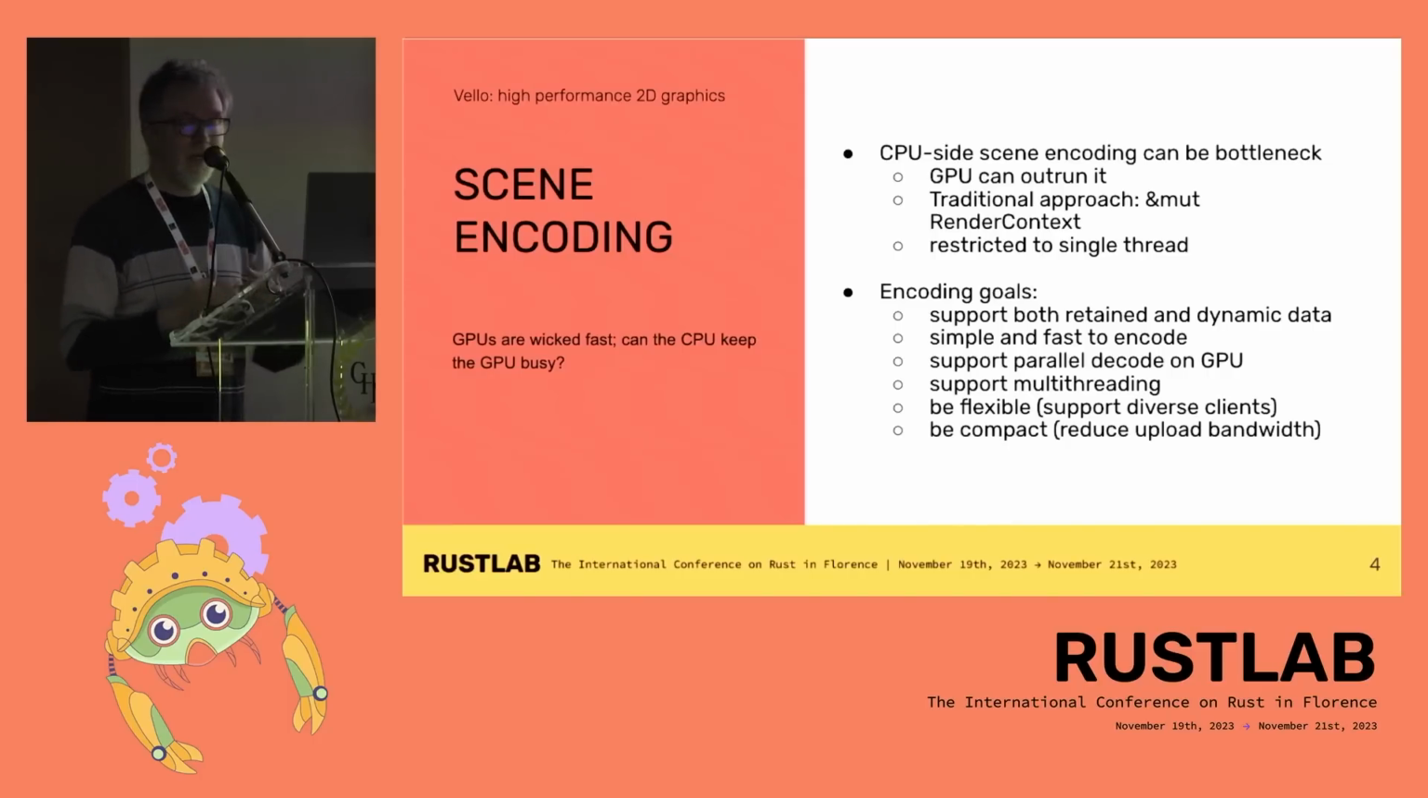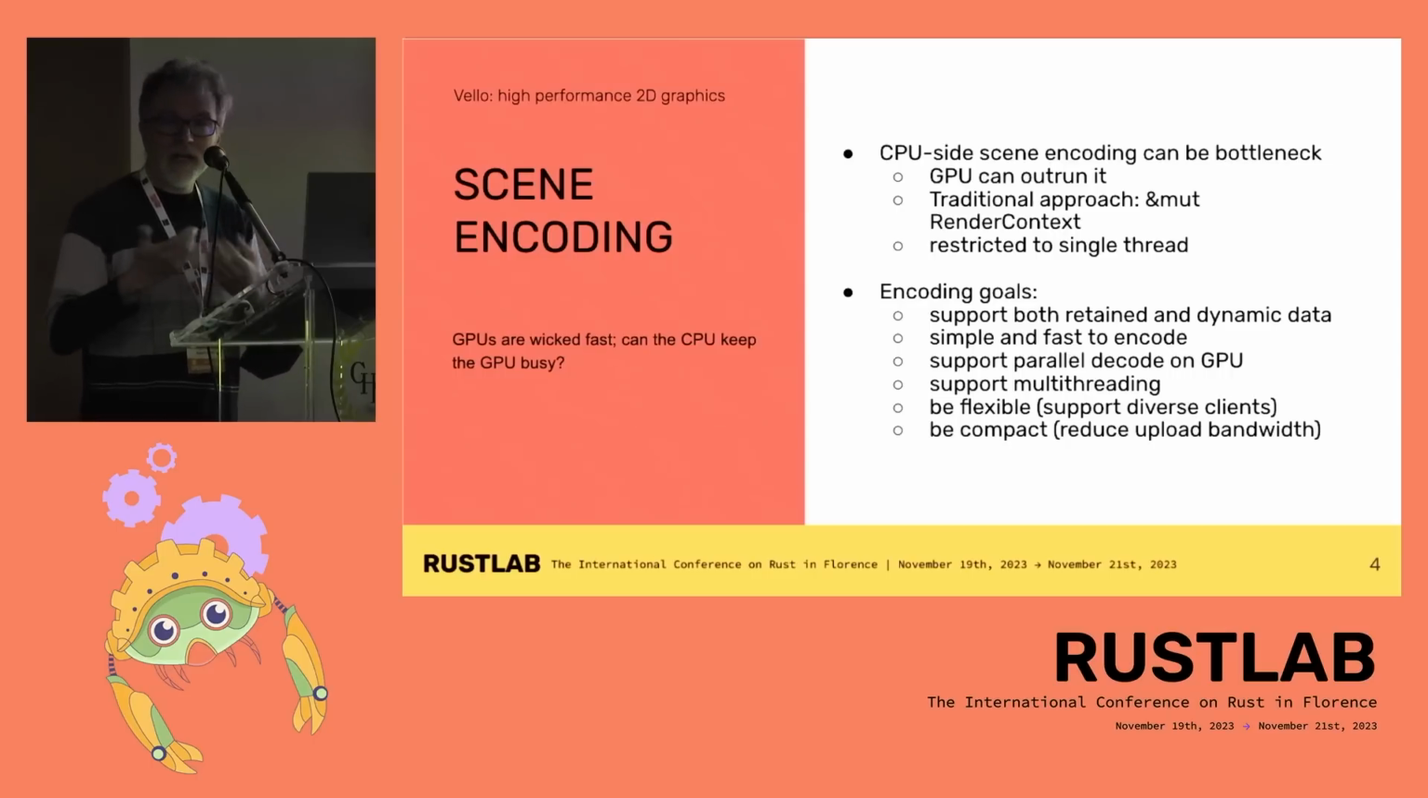So in our design, a scene is just a very simple value type, and all of the threads can create scene fragments, which are different parts of the ultimate scene that you want to render, and then those can be combined together in a very lightweight, efficient process, and then that's what gets uploaded to the GPU. So we want to support both retained and dynamic data.